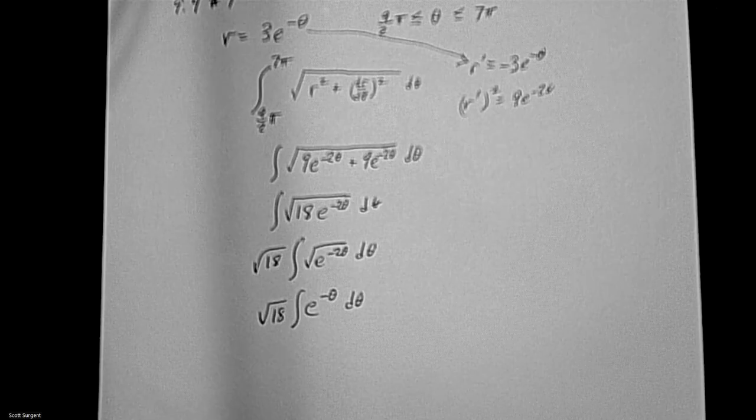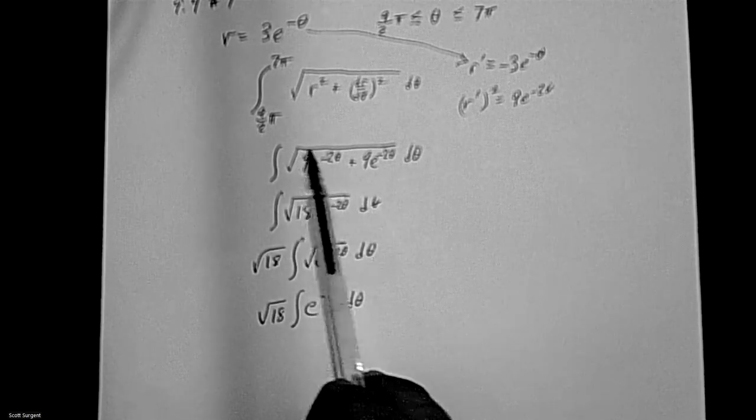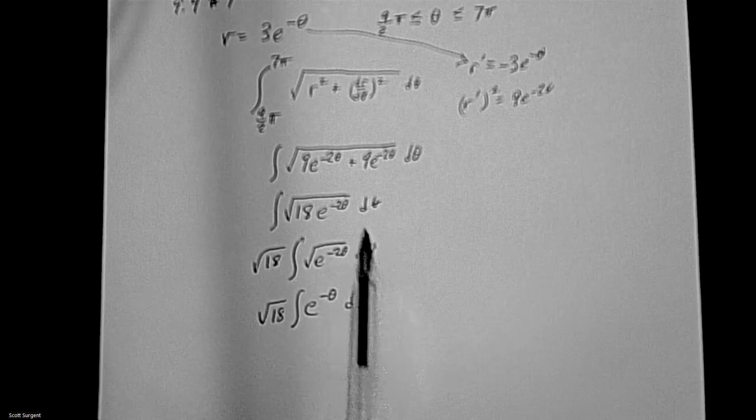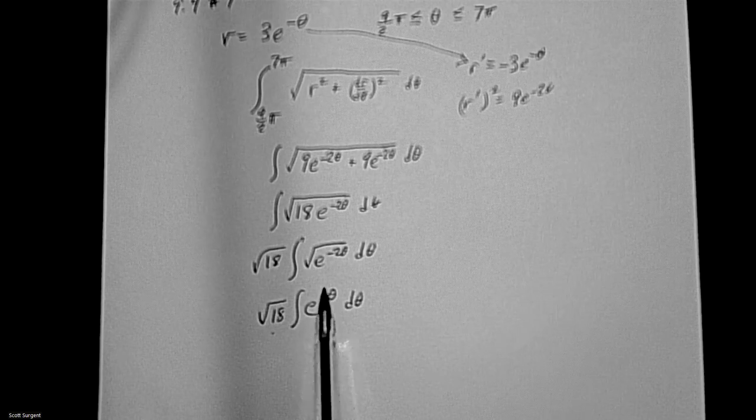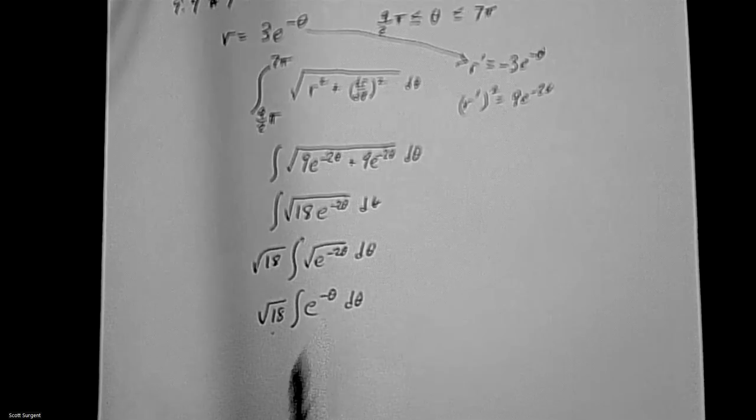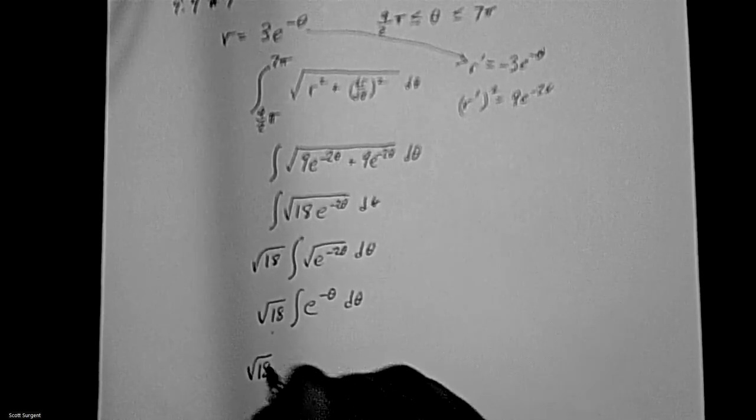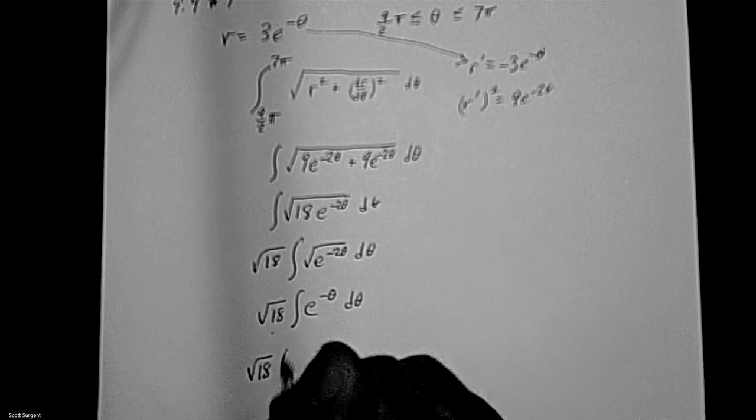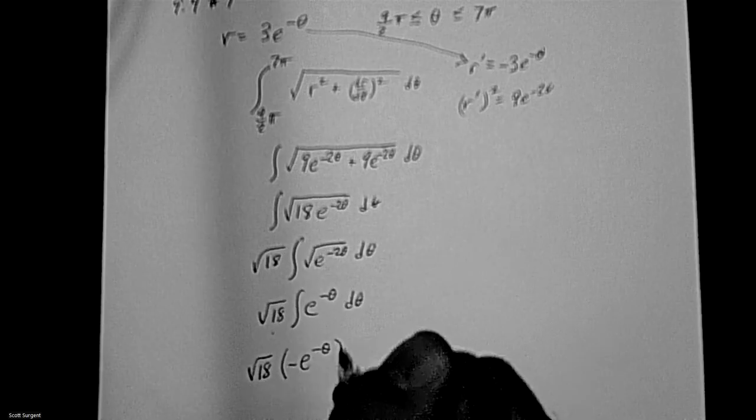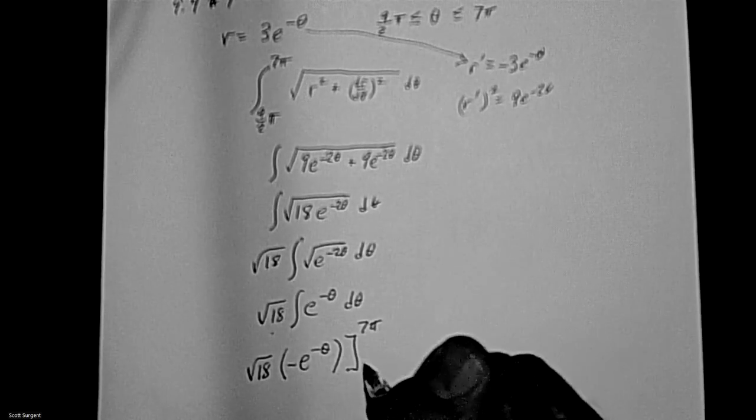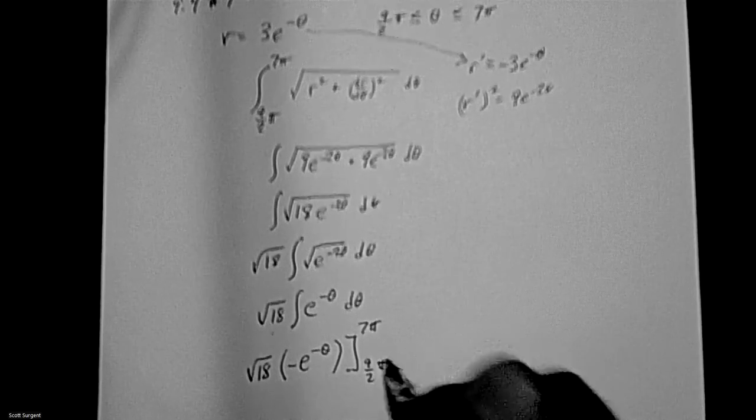Now I haven't taken the integral yet, but I was able to work the integral itself down to something tolerable. Okay. Now I can integrate that. I'll pop the bounds on at the end. So it's rad 18, and it's going to be negative e to the negative theta. And the bounds will be 7 pi for the top bound, 9/2 pi for the bottom bound.